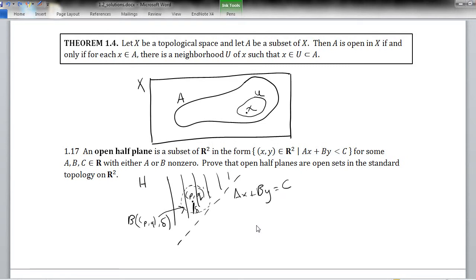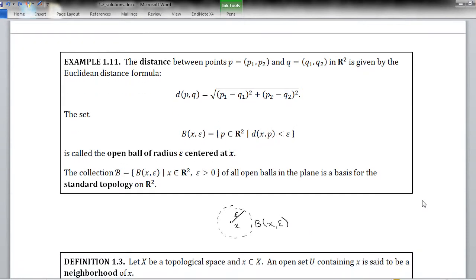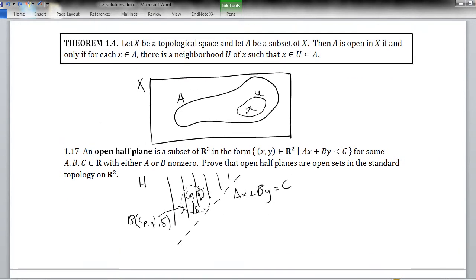Now, by theorem 1.4, in order to prove that H is open, all we have to do is take any element of it, for example (p, q), and show that we can find a neighborhood of that point (p, q) which is contained entirely in H. Okay. Now combine that with the fact that for the standard topology on R2 we have this basis of open balls. It's enough to find some open ball containing (p, q) which is itself contained entirely inside this open half plane H. Okay. Because that open ball is certainly a neighborhood. It's an open set.